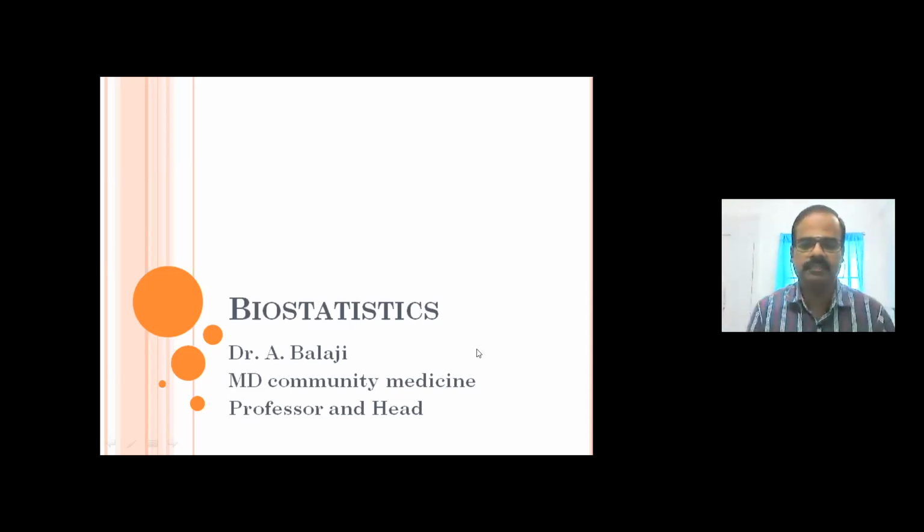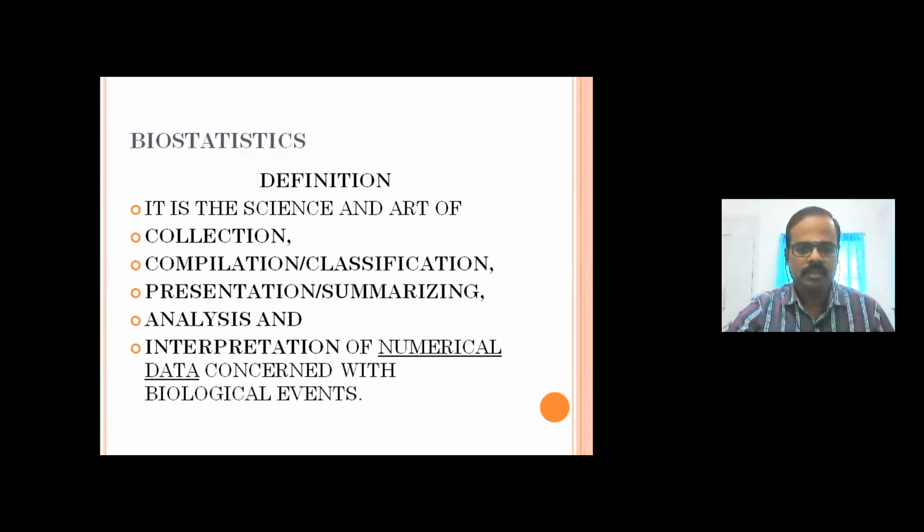We'll start with the basic definition of biostatistics. So how do you define biostatistics? It is nothing but a science and art of collection, compilation, presentation. There are 4 or 5 words which constitute the biostatistics definition: collection, compilation, presentation, analysis, and interpretation. These 5 words are related to what? Interpretation of numerical data concerned with biological events. This is what is called biostatistics. So it is a science of collection, compilation, presentation, analysis, and interpretation of numerical data concerned with biological events.